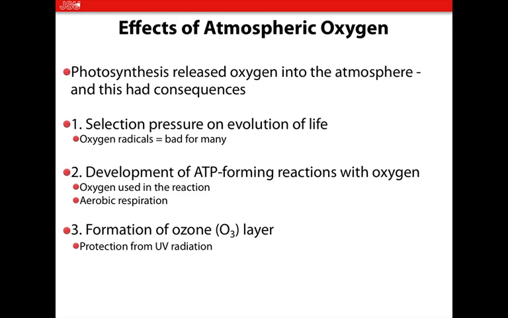Also, we saw the formation of an ozone layer. This ozone layer protected the Earth from ultraviolet radiation. And radiation can cause mutations in DNA, so this helped to protect DNA in early life forms because it no longer was exposed to mass amounts of ultraviolet radiation.